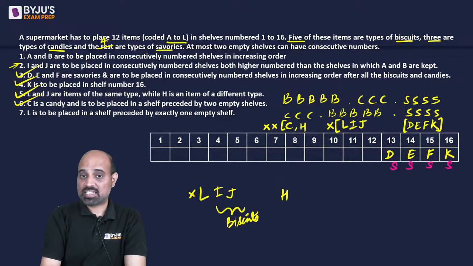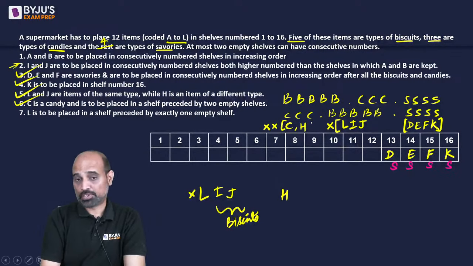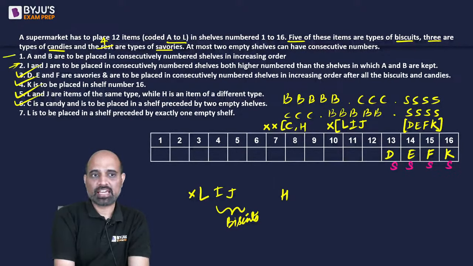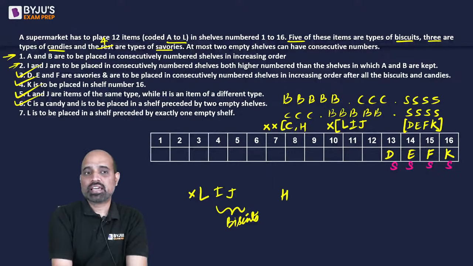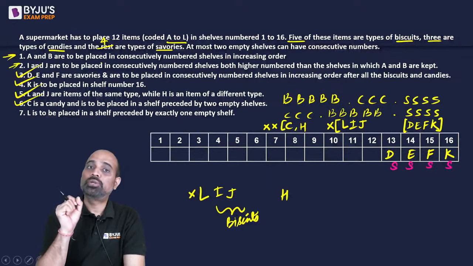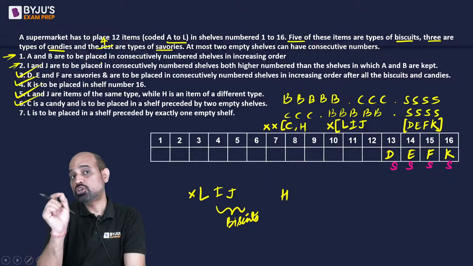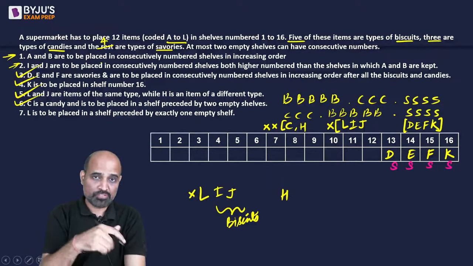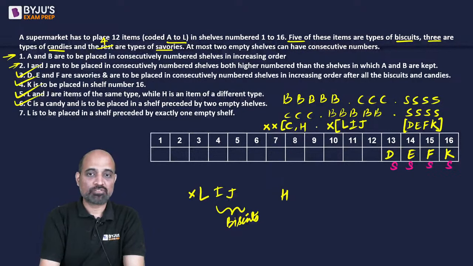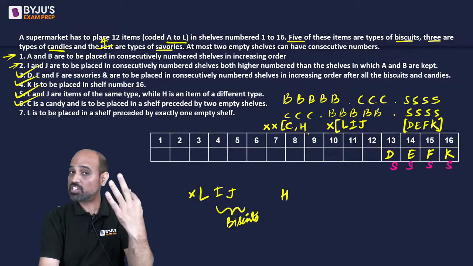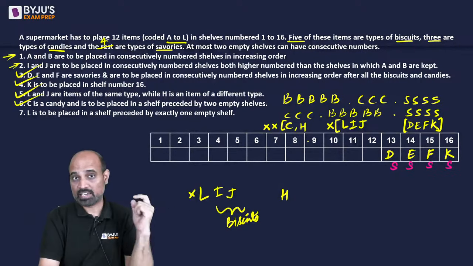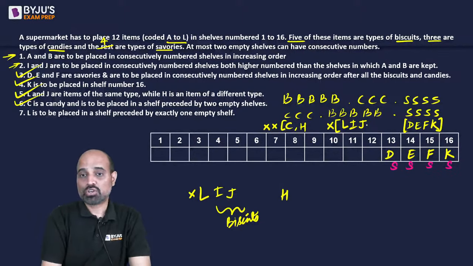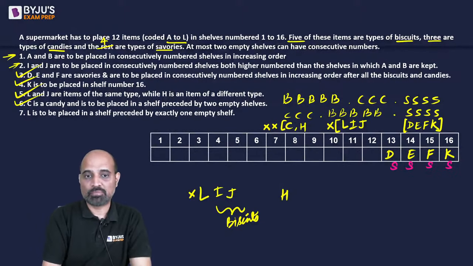Now H is already a candy, right? We know that. Let's talk about A and B now. First statement: A and B are going to be together, so they both are candies or they both are biscuits. If A and B are both candies, we will have 4 candies now: C, H, A and B. So A, B are not candies. A, B need to be biscuits, so A, B will go in the same group, right?